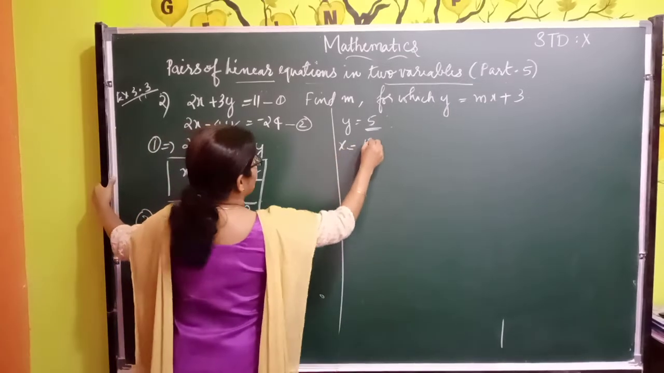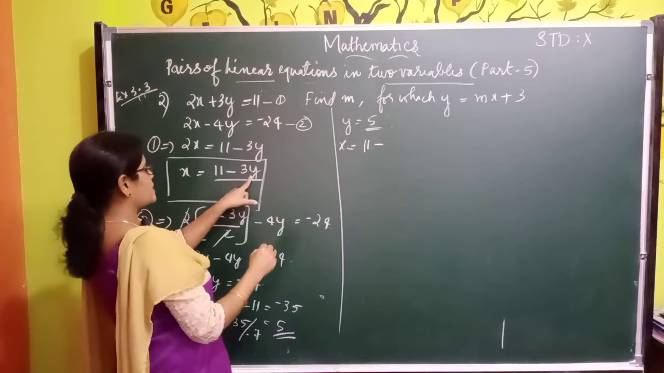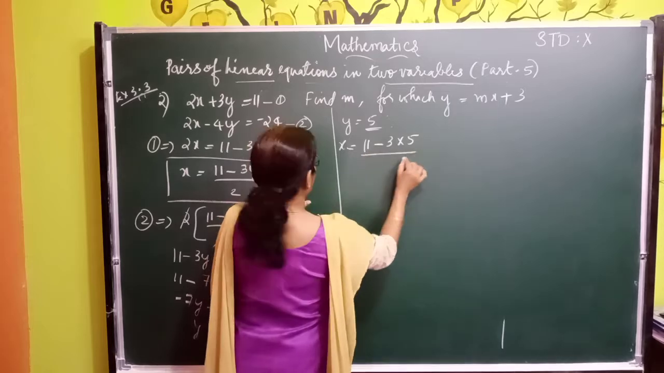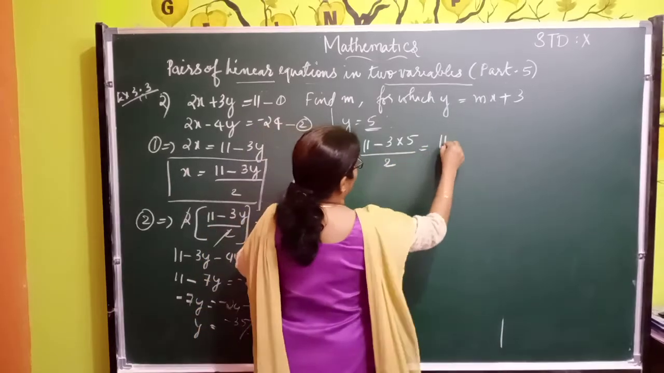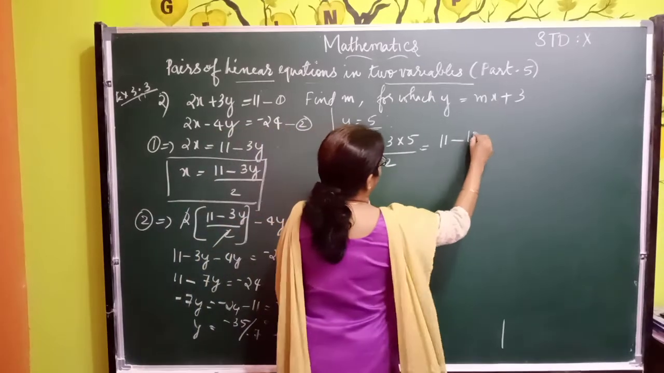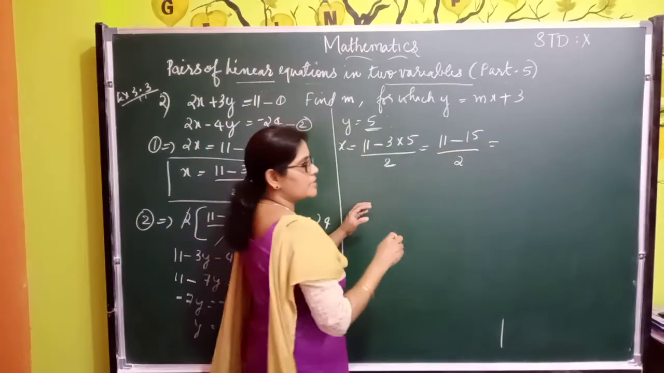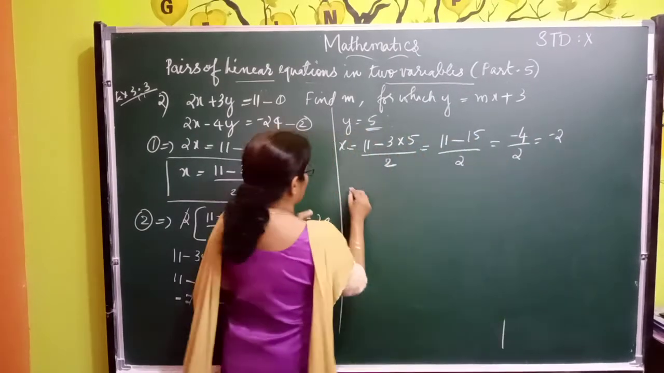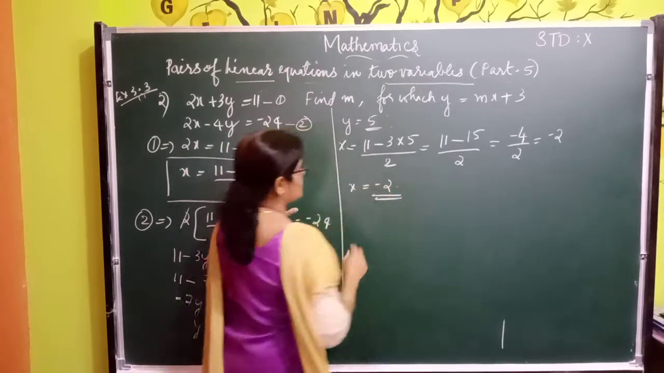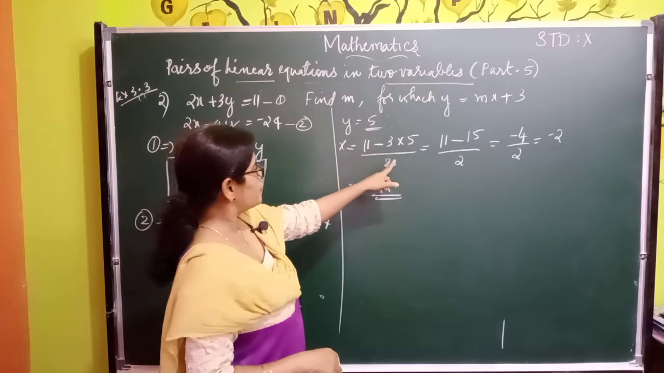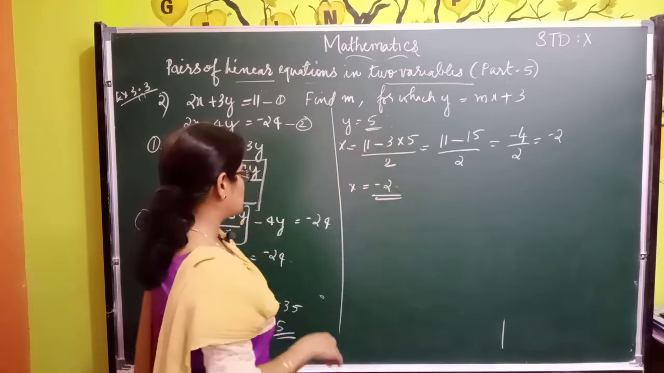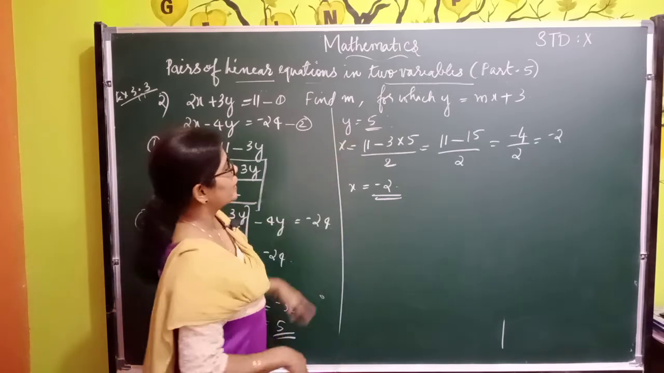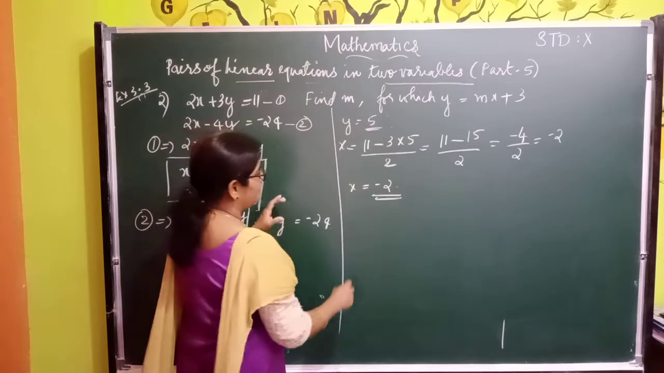x is equal to (11 minus 3y) by 2, replacing y as 5. 3 into 5, that is 11 minus 15, 5 threes are 15, by 2. That is minus 4 by 2. That is minus 2. Therefore, x equals minus 2. Now, we have x and y.